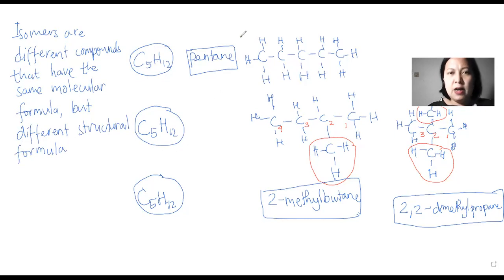Now let's continue with a specific reaction that alkanes have. One of them is cracking. I think I'll just do this. I'll take both.